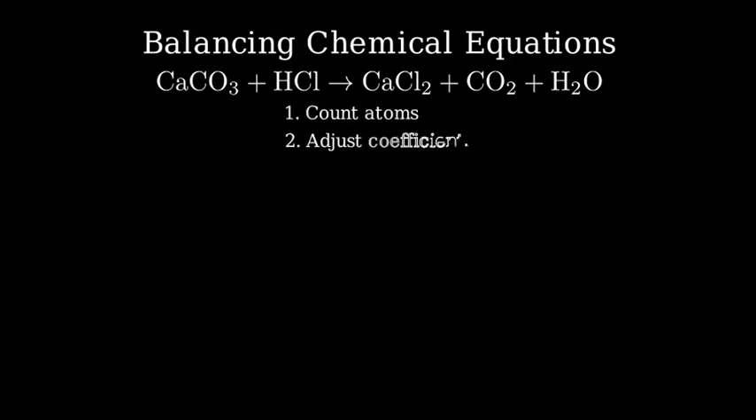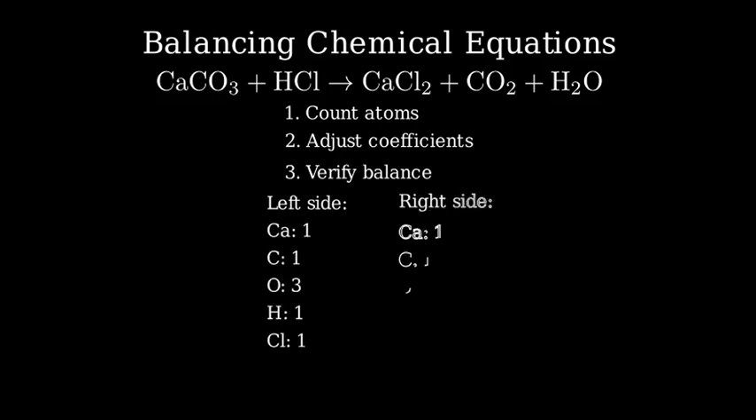To balance this equation, we'll follow these steps. First, we'll count the atoms of each element on both sides. Then, we'll adjust the coefficients to balance each element. Finally, we'll verify that our final equation is balanced. Let's start by counting the atoms on each side.